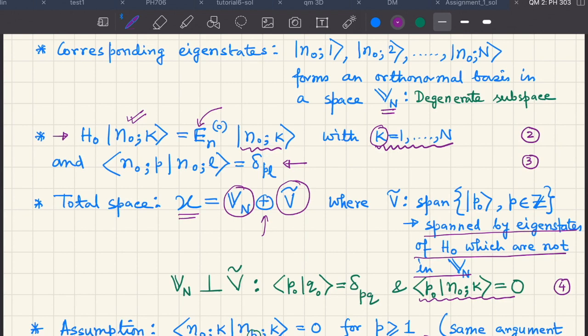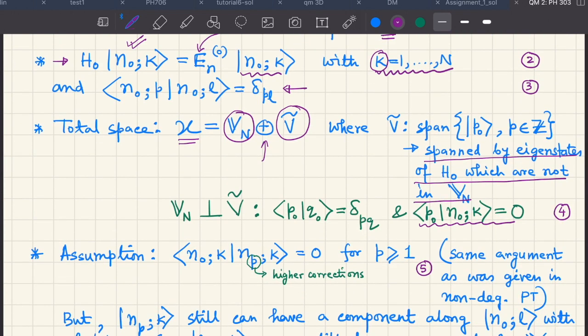Now you also recall that when we discussed the non-degenerate perturbation theory, we had a relation that the unperturbed eigenvector was orthogonal to the perturbed or higher order corrections. Here also the same thing holds. We have a relation like the inner product of n naught k with npk equal to 0 for any value of p which is greater than or equal to 1.